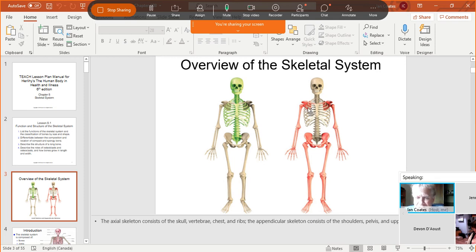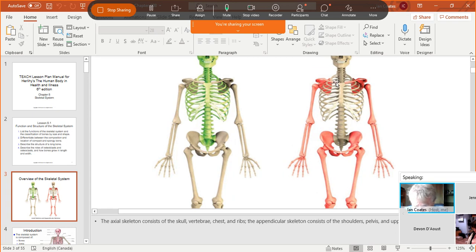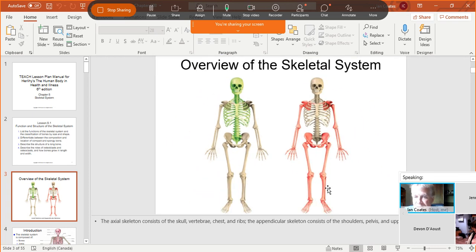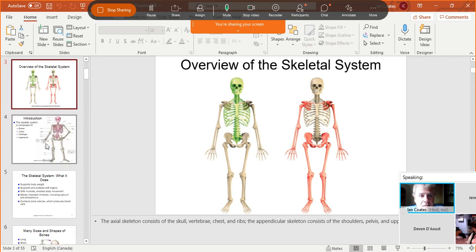Okay? So you see you got your shoulders. There's your shoulder blades. Humerus, ulna, radius, fingers here, your hips. There's your femur, tibia, fibula, and your feet. So that's easy 2 marks right there.